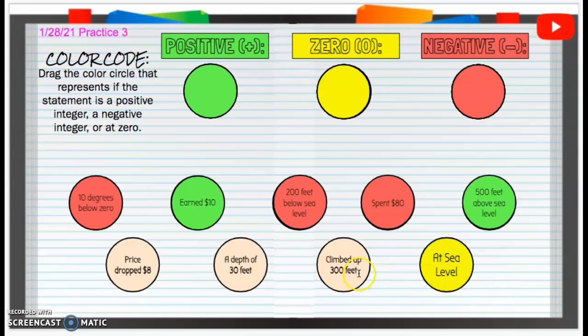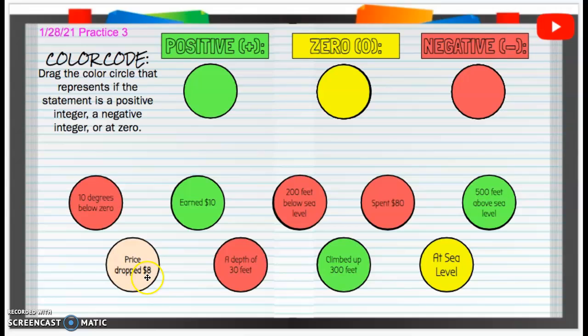All right, what if you climbed up 300 feet? Well, we go up 300 feet. That's going to be positive. Now, what about a depth of 30 feet? So depth means deep. So if you go deep 30 feet, down 30 feet, that is going to be a negative, a depth of 30 feet.